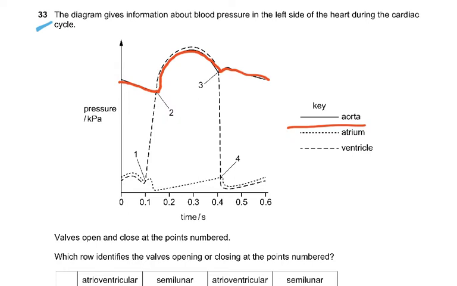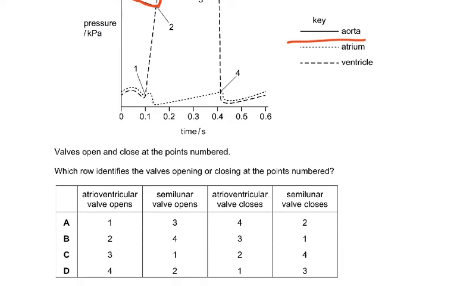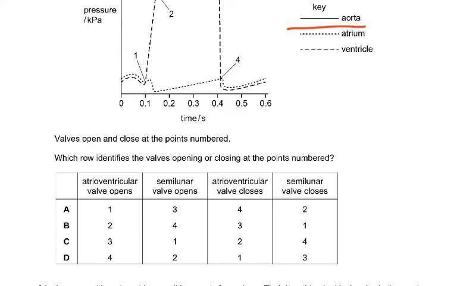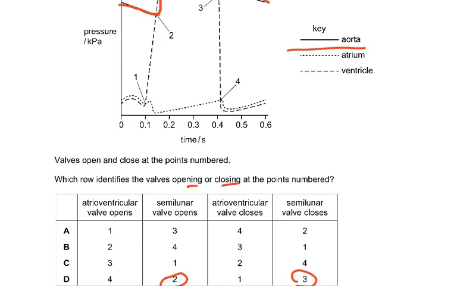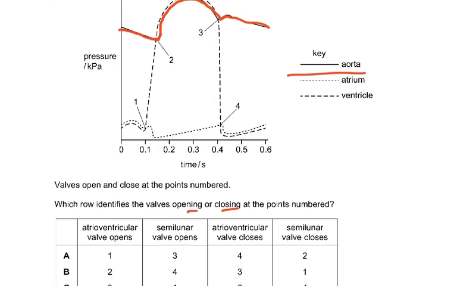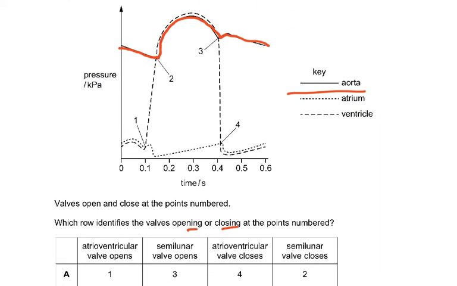So what we have to understand is which valves open and close at the points numbered. Which row identifies the valves opening or closing at the points numbered? So 2 and 3 have to be the semilunar valves. The semilunar valve opens and then closes. So I usually do it like this. That is why the answer is D, because I have figured out that the aorta is the easiest for me.